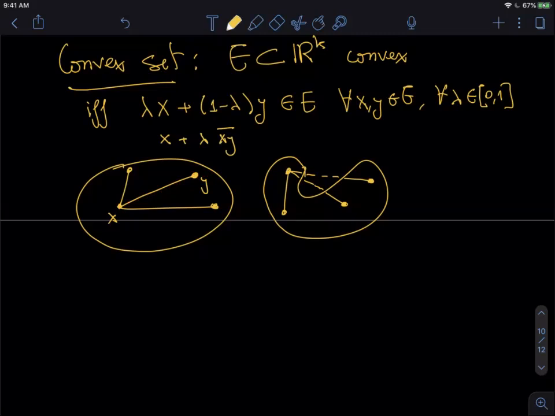All right, let's see some examples of convex sets. So balls are convex.